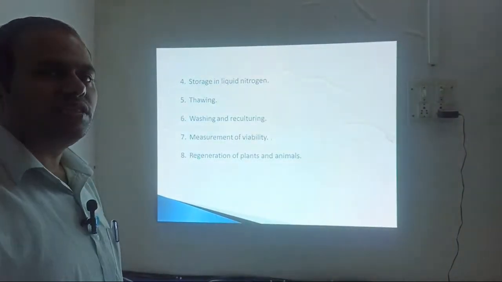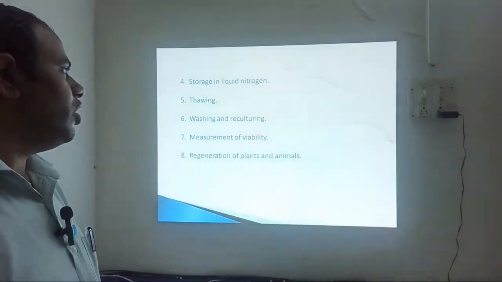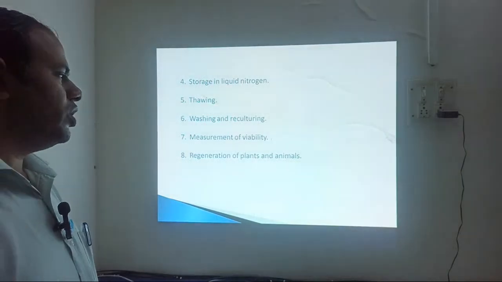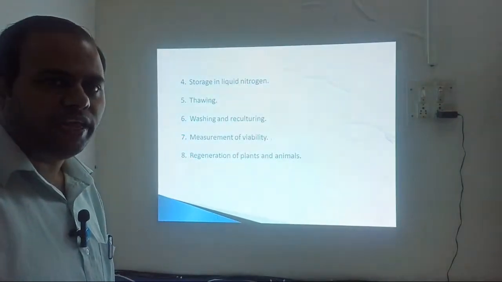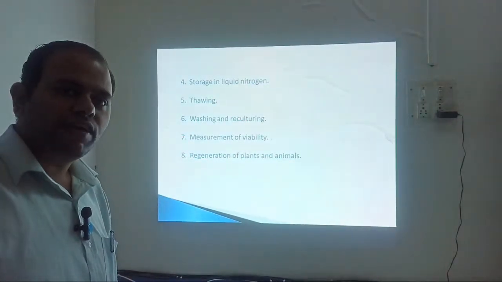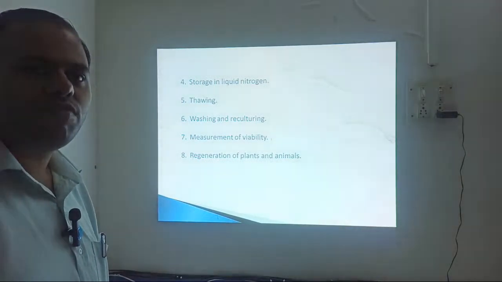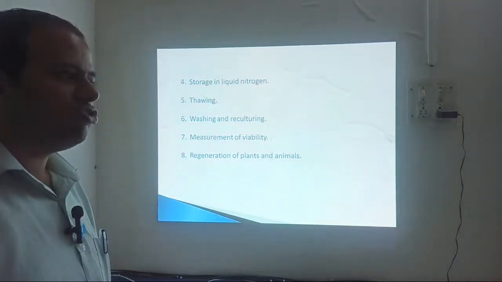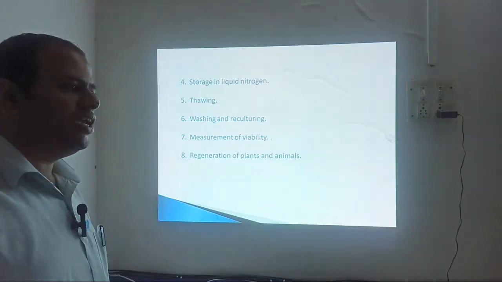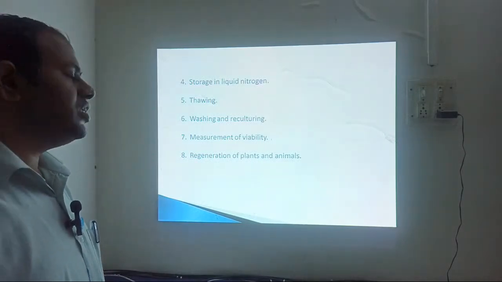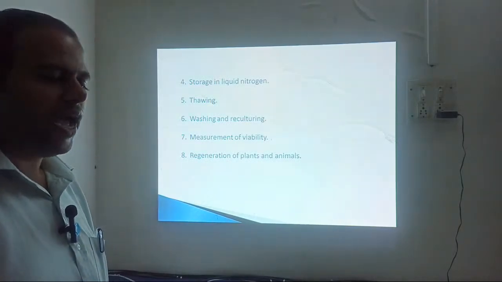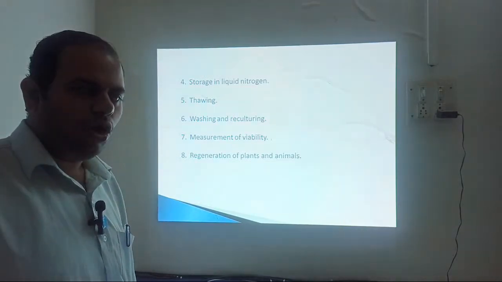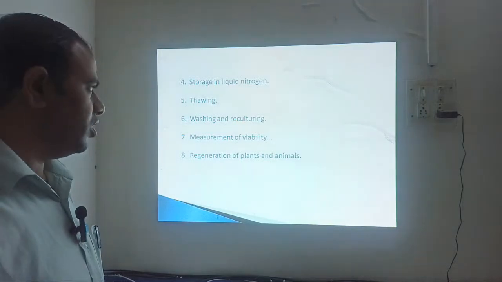Then comes the next step, that is thawing, and after that washing and reculturing. When you retrieve that stored substance, again you have to measure the viability, whether that particular substance is in living form or not. Otherwise there is no use if the molecule, the plant tissue or the animal tissue gets dead. So measuring the viability is also very important. And the last step is regeneration of plant and animal from that. I'll quote a few examples of different tissues or cells that can be cryopreserved under this category.